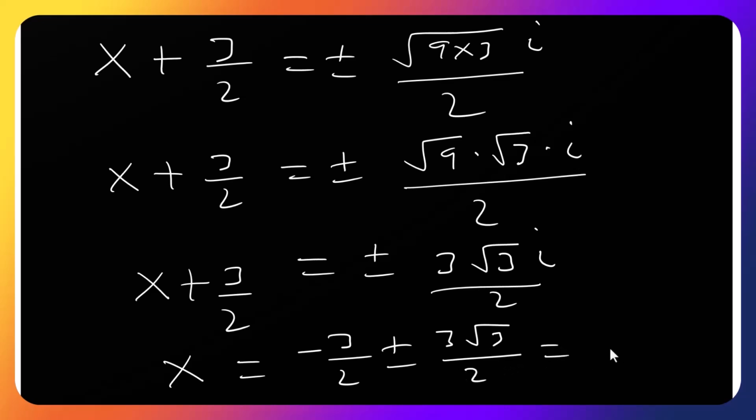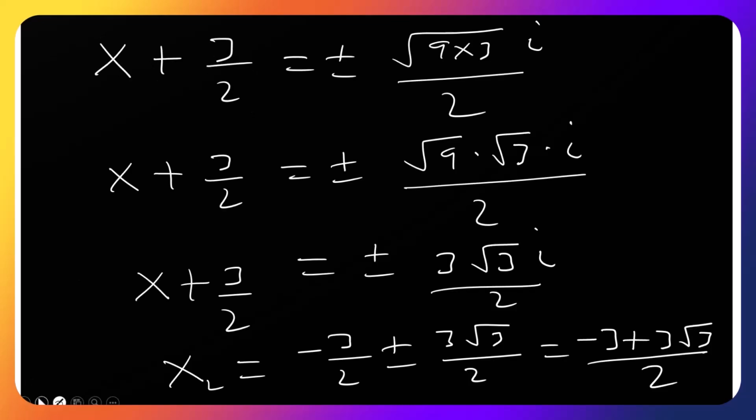So that will be x2 equals minus 3 plus 3 root 3 i on 2, or x3 will be minus 3 minus 3 root 3 i on 2. So that's the third solution.